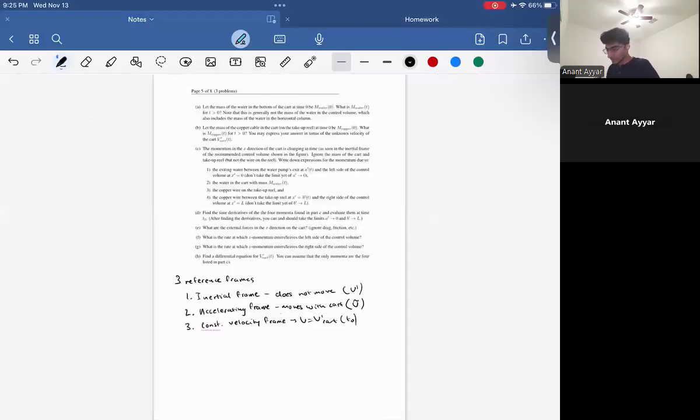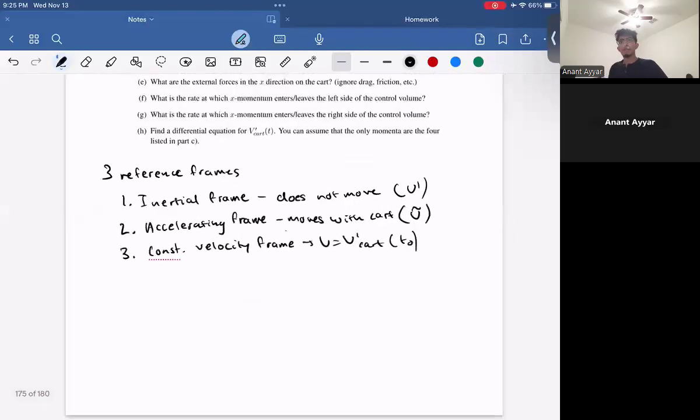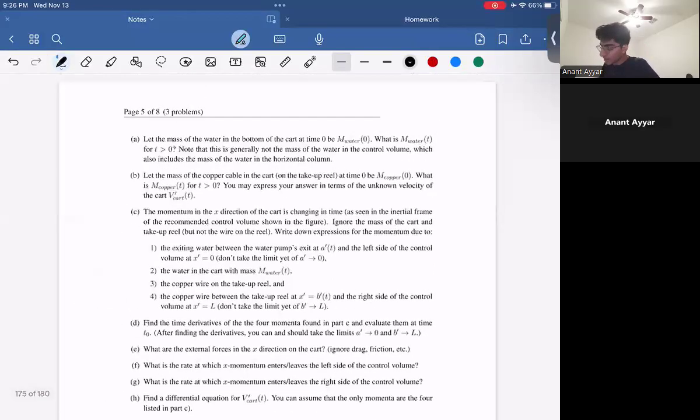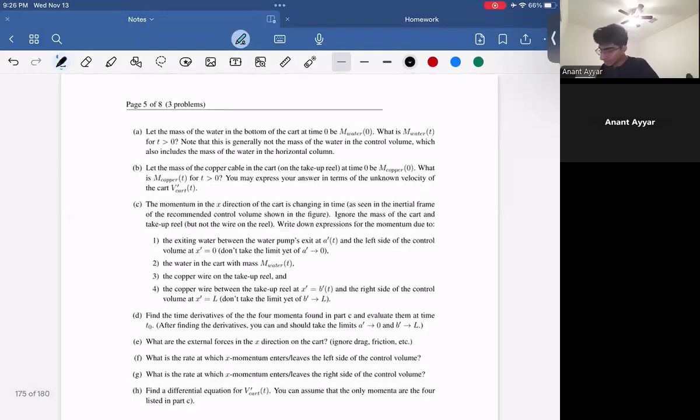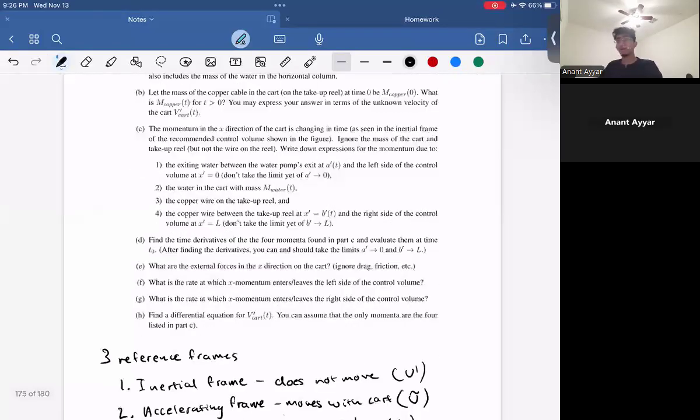Okay, so for the first part of the question, part A. The question is, let the mass of the water in the bottom of the cart at time 0 be mw equal to 0. So we just have an initial condition at time equals 0. Find the mass of the water as a function of time. Okay, so the first thing we should think about is what are our givens.